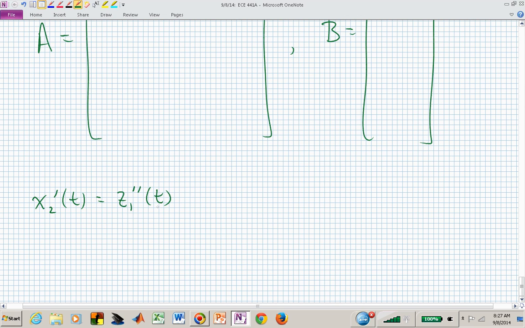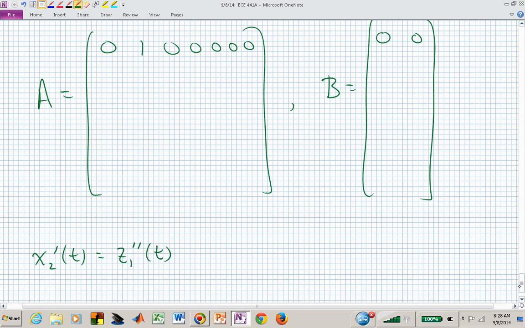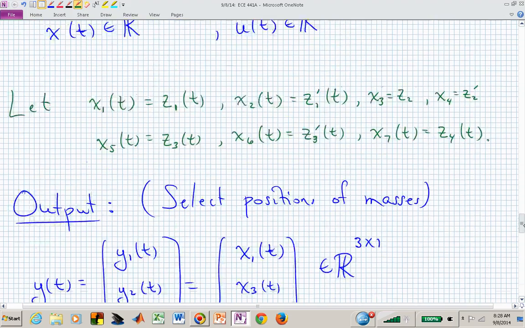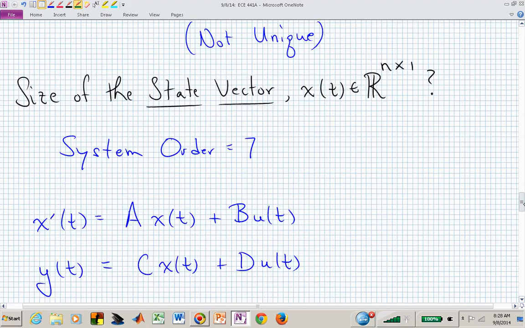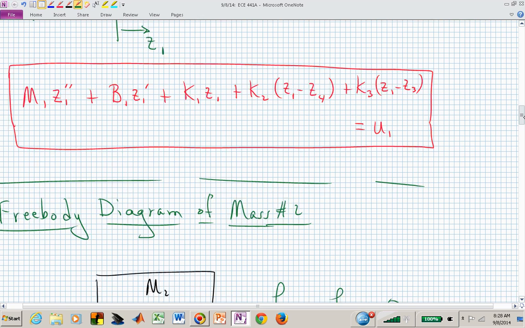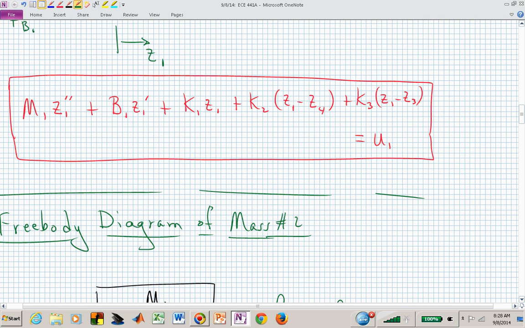That's z1 double prime, because x2 was z1 prime, so x2 prime is z1 double prime. And now we have to find an equation for z1 double prime, and that's why I wrote all of these down again. There is an equation for z1 double prime if we pull all the terms to the right and divide by m sub 1.